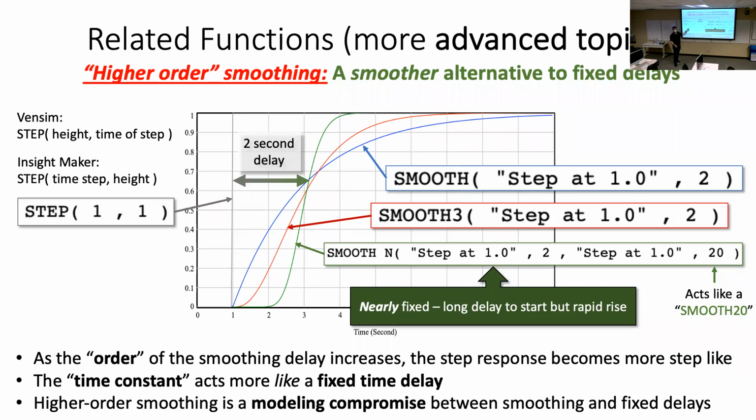All right, so are there questions about that? You see what I mean by higher order delays change the kind of slope of the smoothing delay so that it gets more and more and more like a fixed delay.